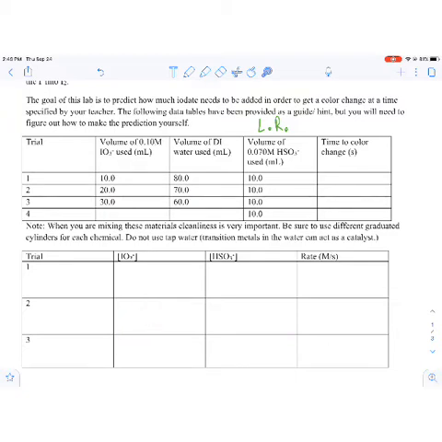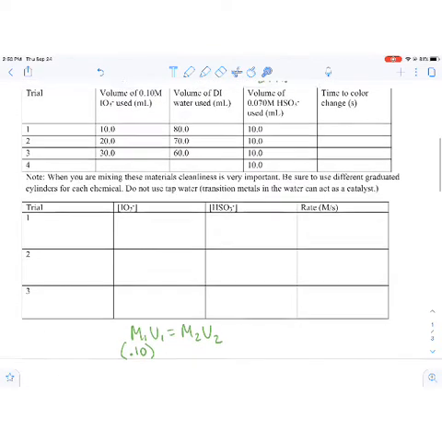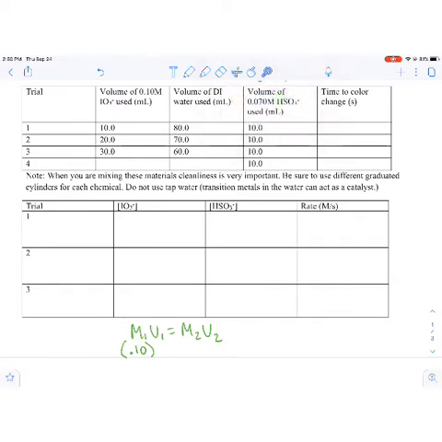Okay, so when we're doing that, I'm going to just give you a little direction right now. The concentration is changing, and we haven't covered this yet, but you did get this in first year chem. The way that we figure this out is M1V1 equals M2V2. So your original molarity will always be 0.10 molar. That is what we were starting out with, 0.10 molar. Okay, and then you have your initial volumes right here, right? 10, 20, 30 each time you do it. So those were your initials.